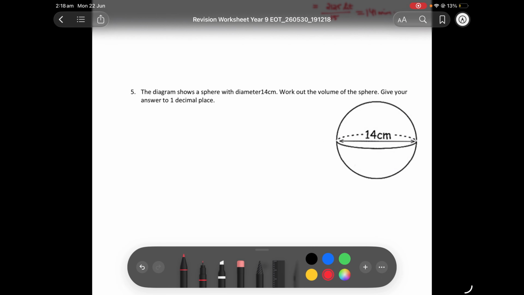Then again, it says that the diagram shows a sphere with diameter 14. Work out the volume of the sphere. Give your answer to 1 decimal place. Okay, cool. So we need to find the volume of the sphere here. The formula for the volume of a sphere is equal to 4 by 3 pi r cube.